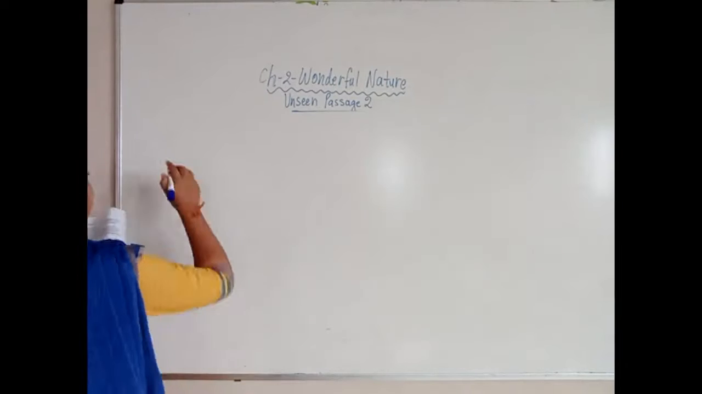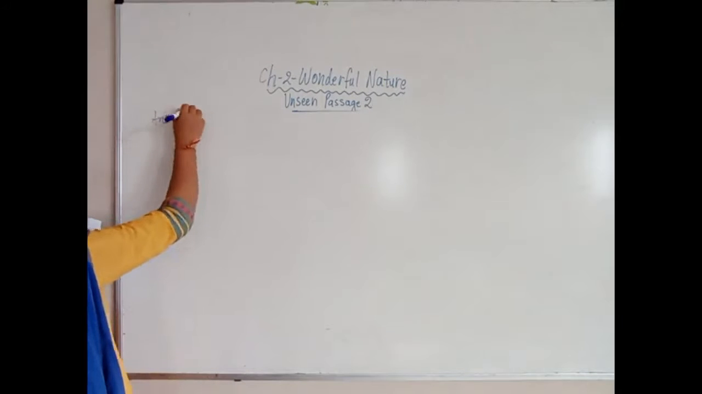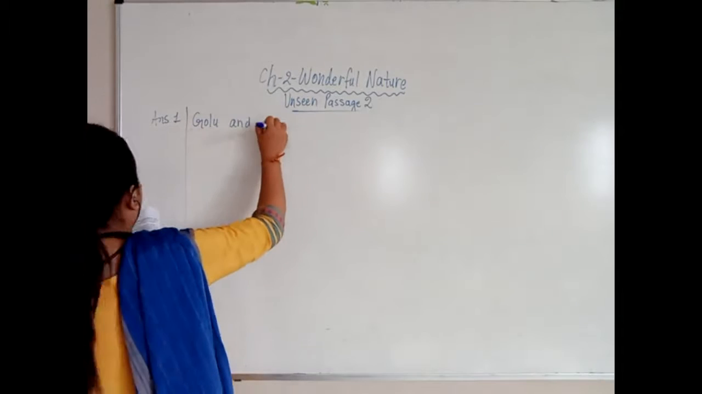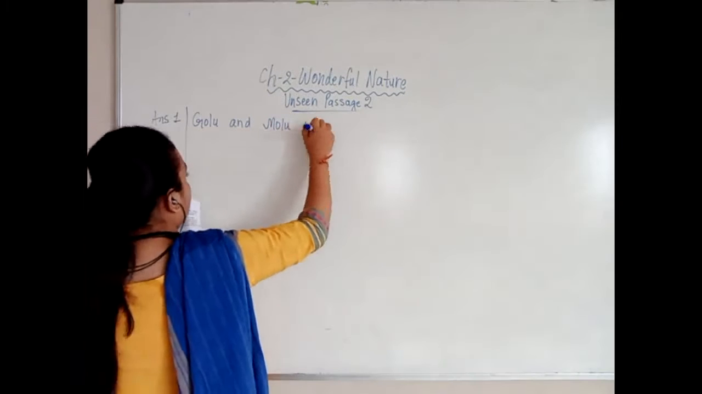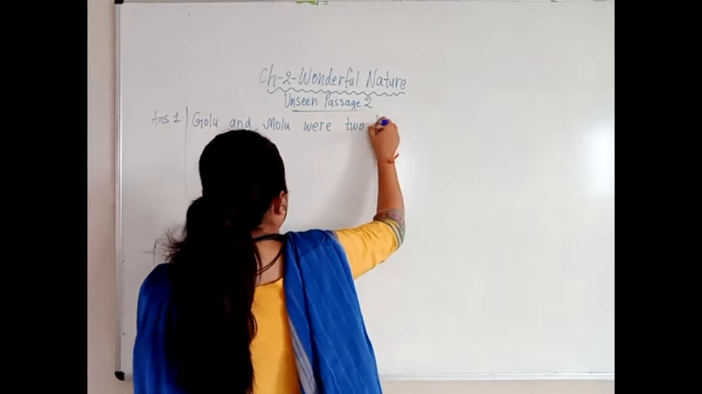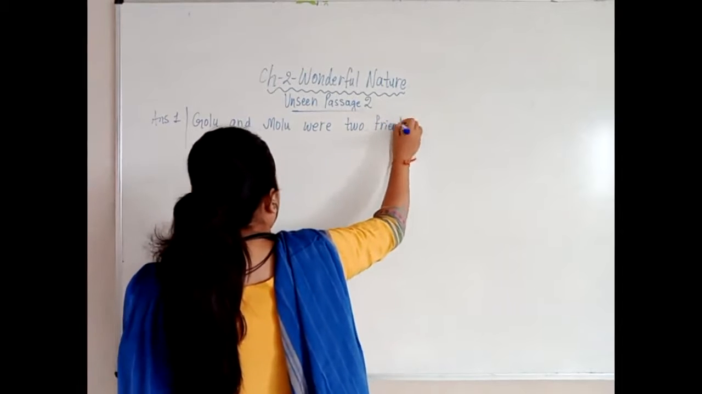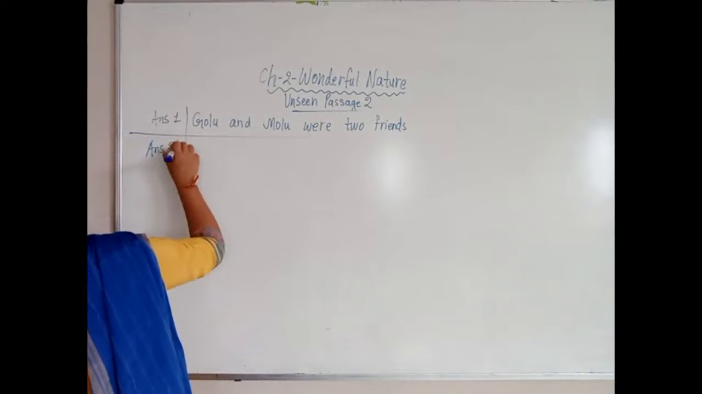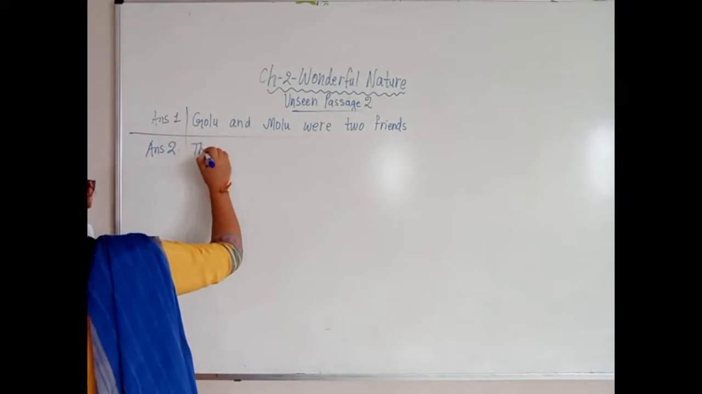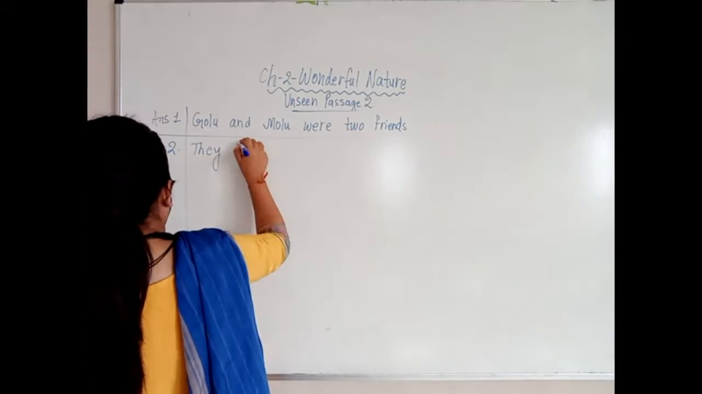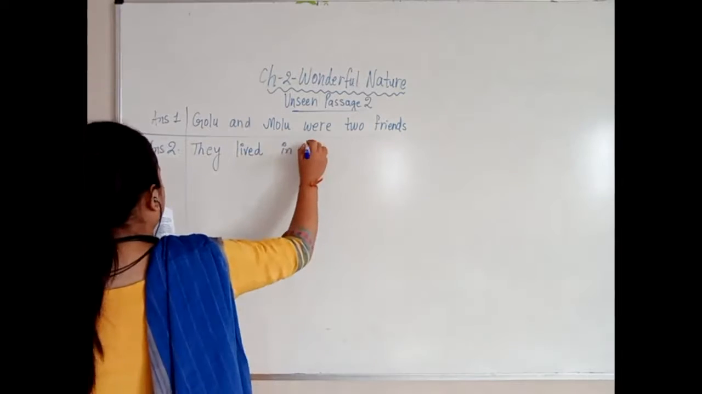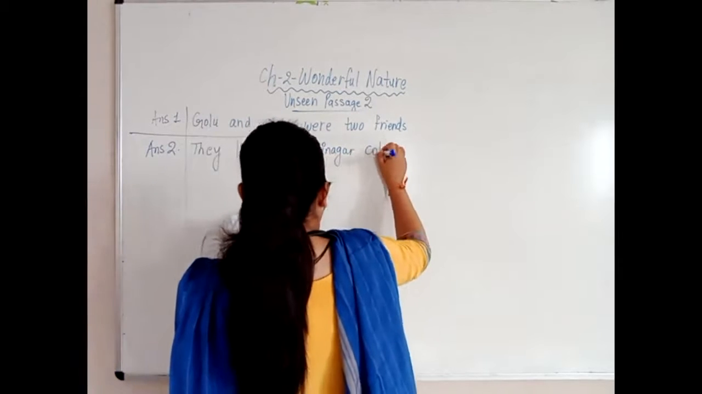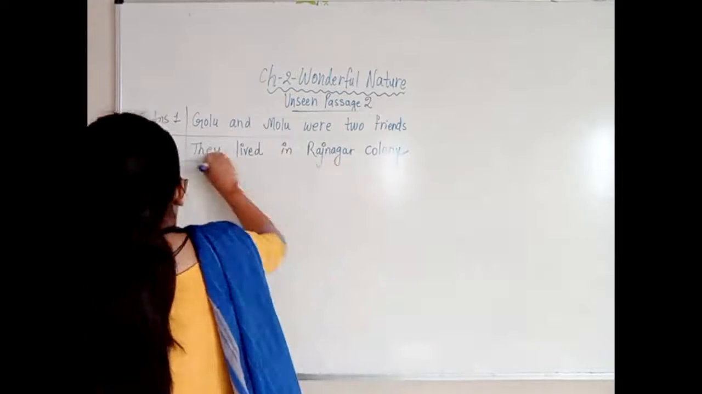Who were friends? Answer number one. Let's write it down. Golu and Molu were two friends. Answer number two. Where did they live? They live in Rajnagar Colony. Everyone start writing fast. They live in Rajnagar Colony. Vinny, write quickly, beta.